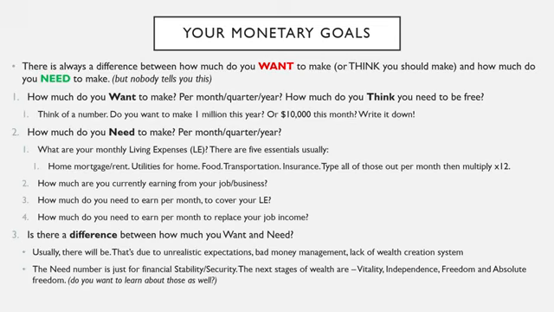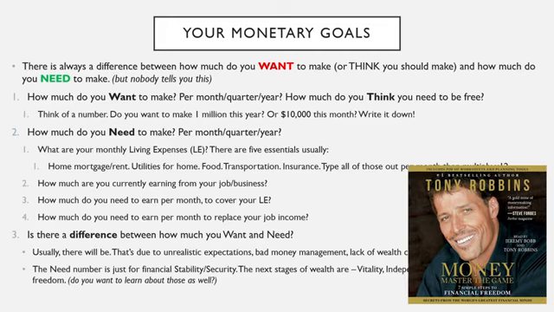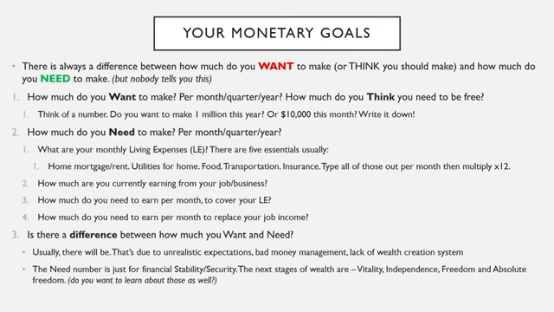I'm recommending you read the book Money: Master the Game by Tony Robbins. There the author explains that you can live your dream life for much less than what you expect. You might think that you need to make 1 million in order to live your dream life, but you might only need 100,000. So if there is a big difference between your want and need number, that is because of unrealistic expectations, bad money management, and lack of a wealth creation system.